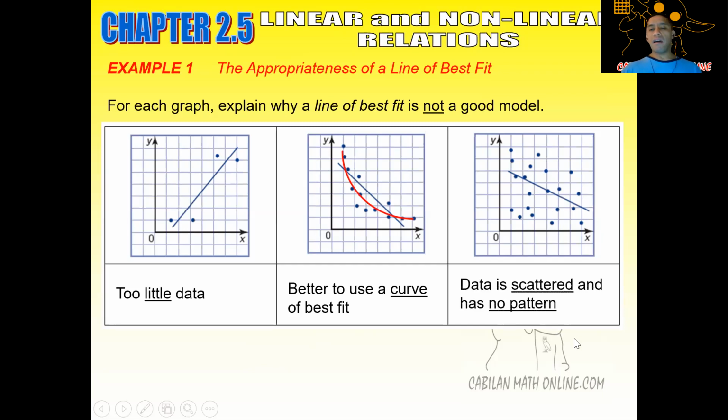Now, when data has no pattern, you still represent it with a line, but a very specific line. In order to represent something with no pattern, or as you're going to see later on, no relationship, all you need to do is draw a horizontal line from left to right, like so. This represents the fact that there is no relationship or no connection between the x and the y variables here. So that's how you would represent something with no pattern or no trend.